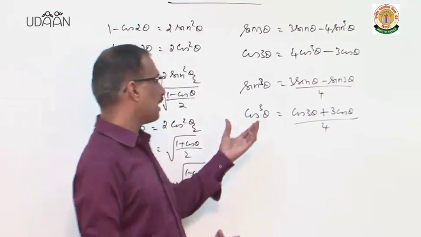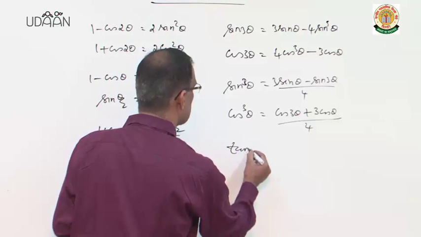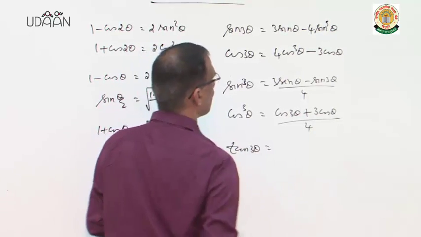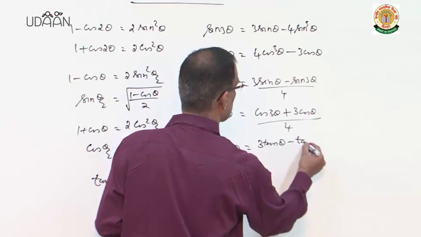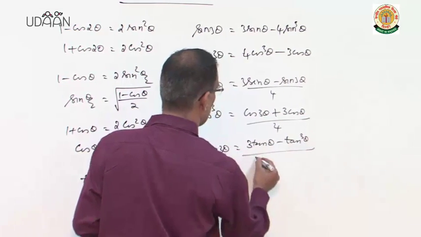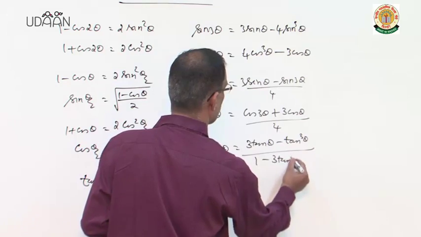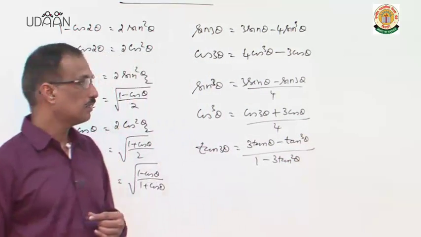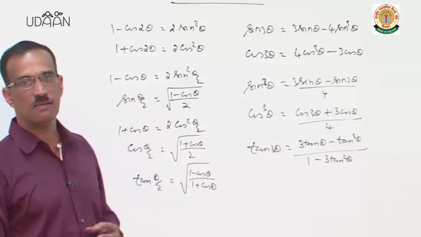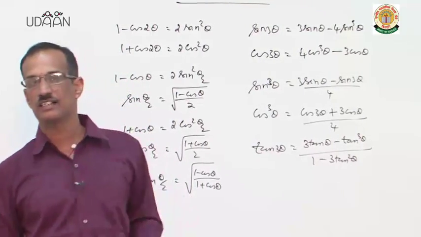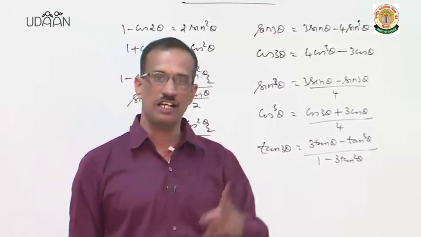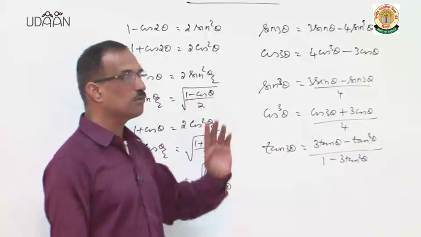Similarly, tan 3 theta is (3 tan theta minus tan cube theta) upon (1 minus 3 tan squared theta). These are the formulas. Now let us see some more special values. You already know 30 degrees, 45 degrees, 60 degrees, 90 degrees. Let us see some more angles.